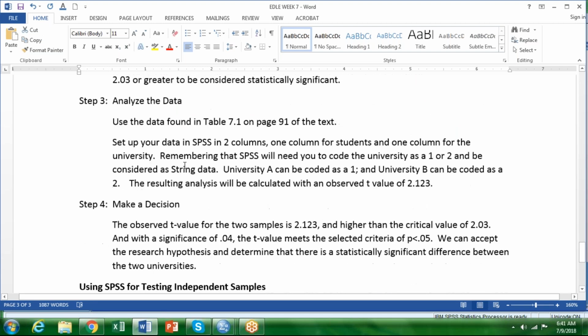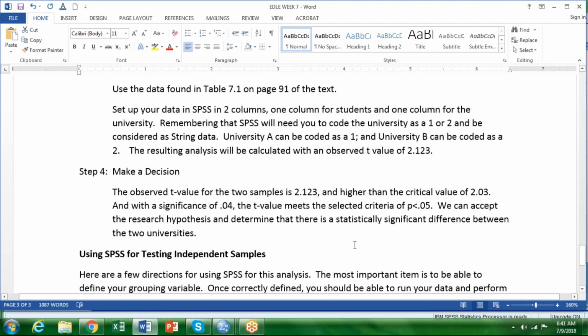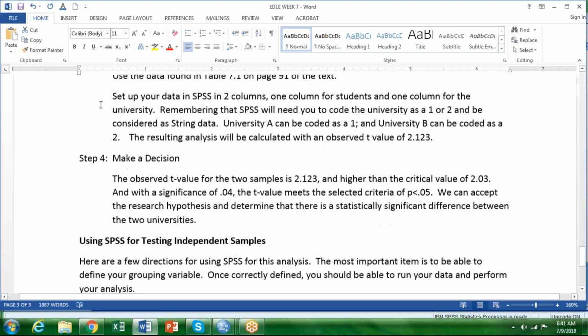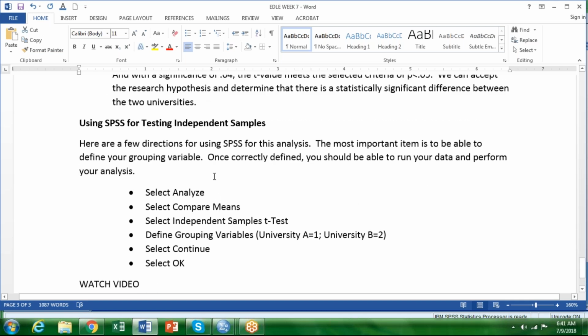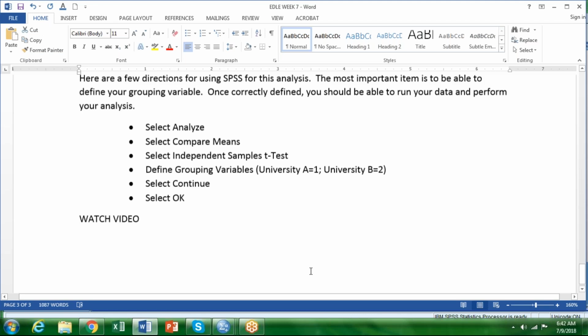Now that we have our data, we can make a decision about our data. So we're going to run our data, analyze our data, and then make a decision about our data. And so how do we do that in SPSS? Well, here we have a few directions. First, select Analyze. Select Compare Means, select Independent Samples t-test. Then we're going to define those variables just like I just told you, A equals 1 and B equals 2. Select Continue, and then select OK. And then we'll talk about the results.